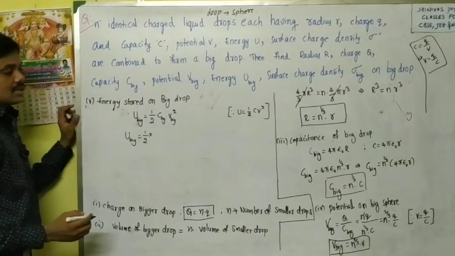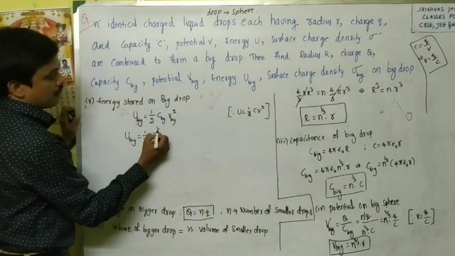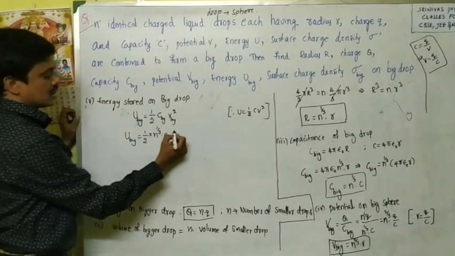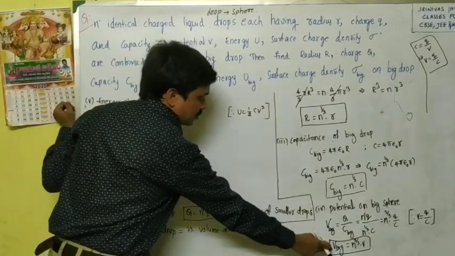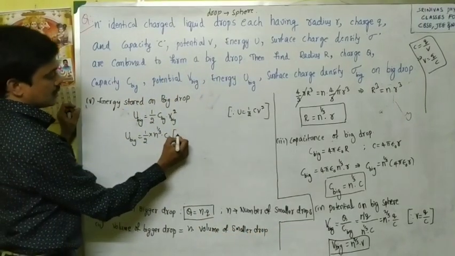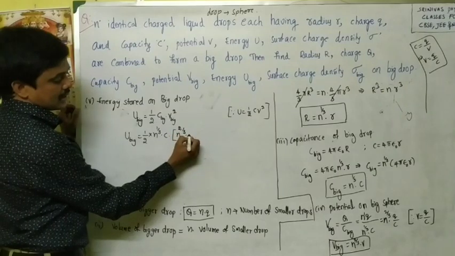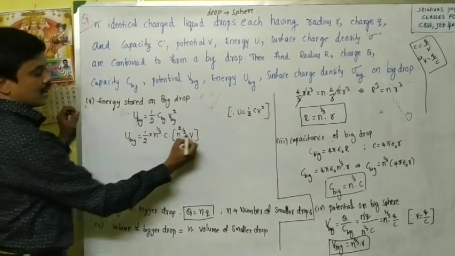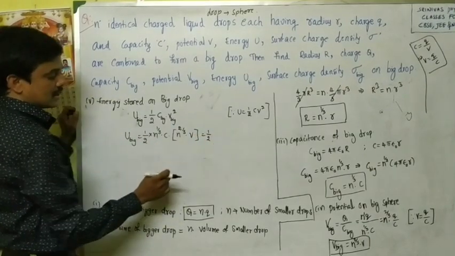What is the capacitance on the bigger drop? You know that one, right? Here we have to write n power 1 by 3 into small c. And the potential on the bigger drop, what? The potential on the bigger drop is this one, n power 2 by 3 into V. And now we have to simplify this. For this, we have half into n power 1 by 3, n power 2 by 3.